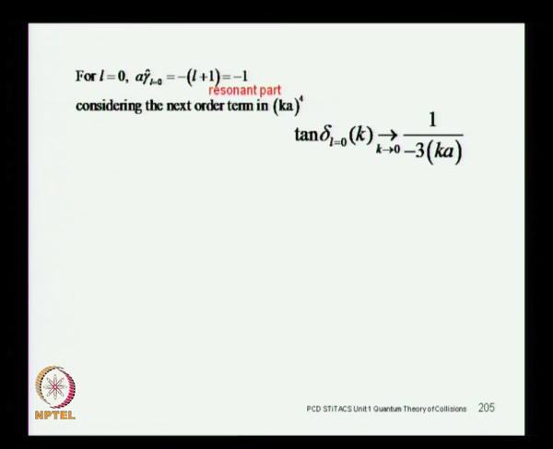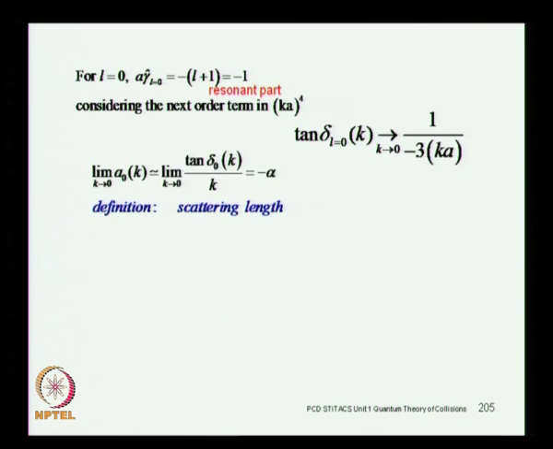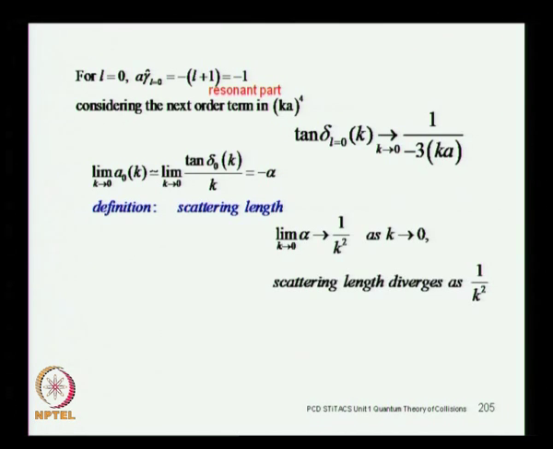So, let me quickly recapitulate some important results. We considered the resonant part of the S wave scattering in the previous class. There is a non-resonant part and there is a resonant part. In the resonant part we considered higher order terms, k to the power 4, and we found that the tangent of the phase shift blows up as inverse k. As k tends to 0, tan delta blows up. And the scattering length goes as tan delta over k, and tan delta itself goes as 1 over k.